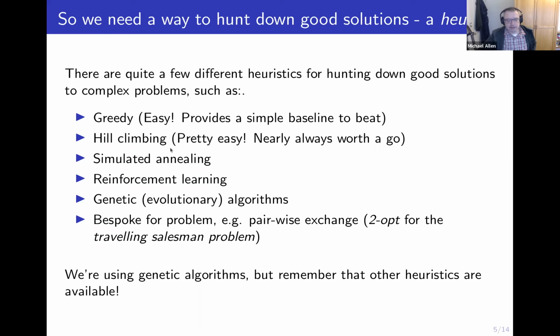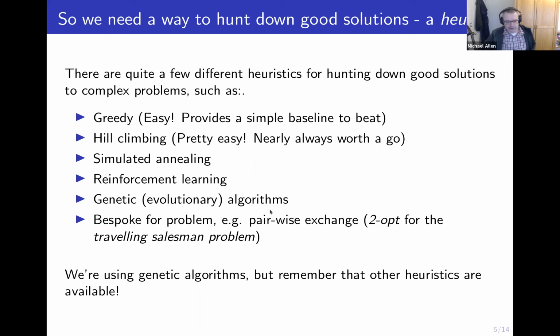The other one is hill climbing, which you might hear mentioned. It's often worth a go because it's a pretty easy type of algorithm to implement. Simulated annealing has really gone out of fashion; you don't hear much about it anymore. Reinforcement learning is the new kid on the block. We've been playing a bit with this, which is very much the Google DeepMind approach: can you build intelligent agents to solve these types of problems?